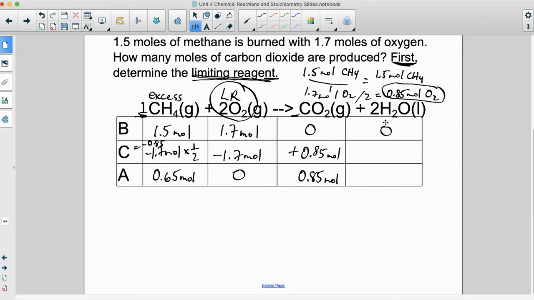And then let's do the water, even though they didn't ask for it. The coefficient for water is the same as for O2, so the same amount of water is produced as the amount of O2 used. I used 1.7, so I'm going to create 1.7 moles. So in my products, I end up with 0.65 moles of CH4 excess left over, 0.85 moles of CO2, and 1.7 moles of H2O.